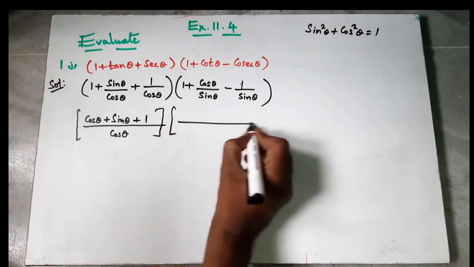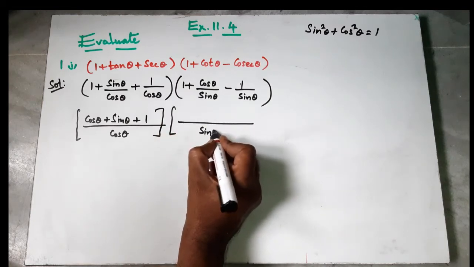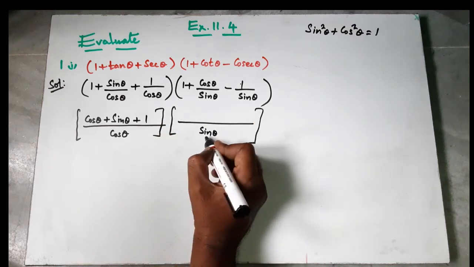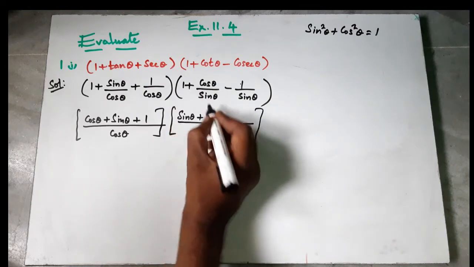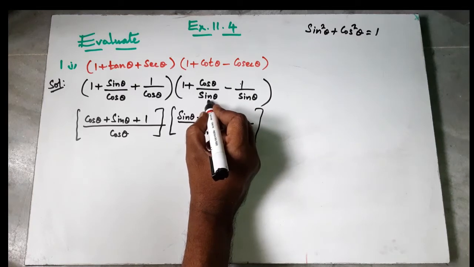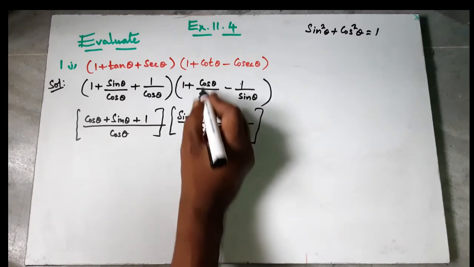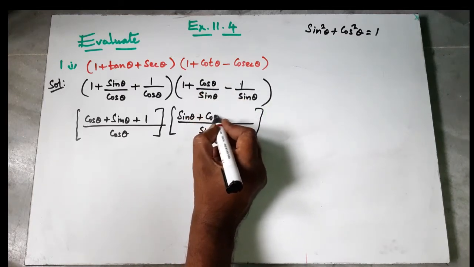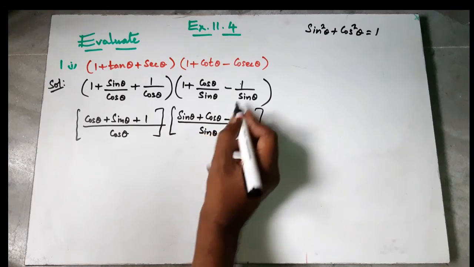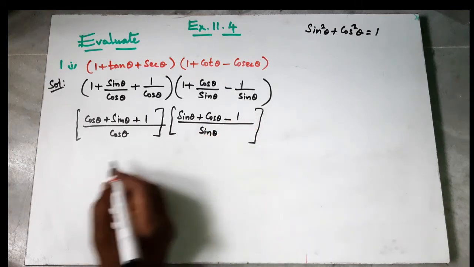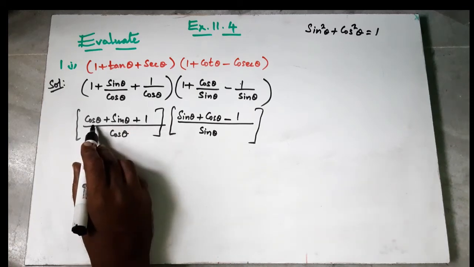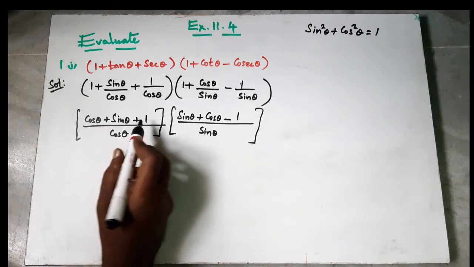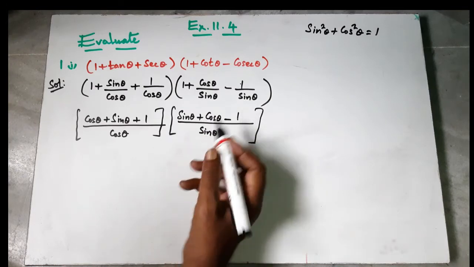Similarly sin theta is the LCM, sin theta into 1, sin theta, plus as we know the denominator is same, so it is sin theta by sin theta cancel, only cos theta will be there, minus 1. Okay. Now here we are having cos theta plus sin theta plus 1, sin theta plus cos theta minus 1.